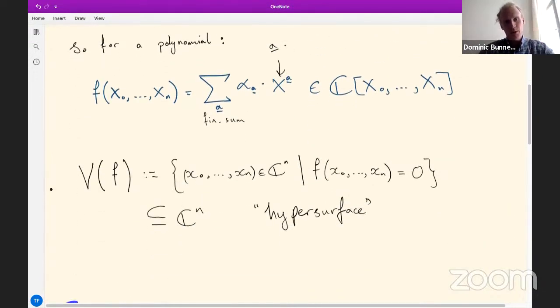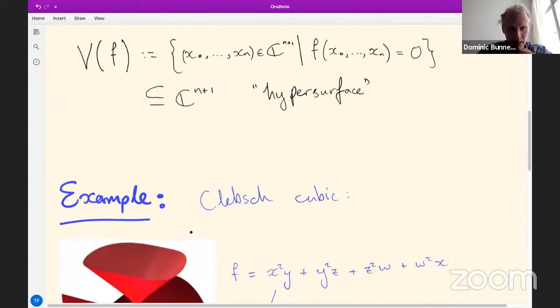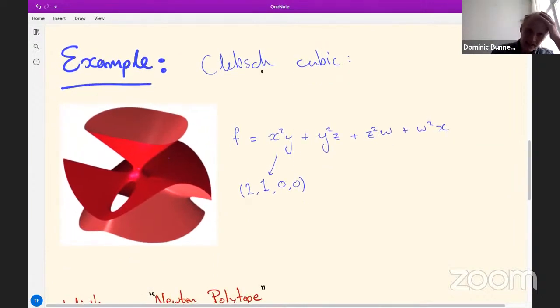And to this polynomial we have the associated hypersurface, which we defined earlier on the first slide, and this is just all the points in C^(n+1) such that this polynomial vanishes at the point. This is a hypersurface inside C^(n+1) again. Here's an example again, and this time we'll see.